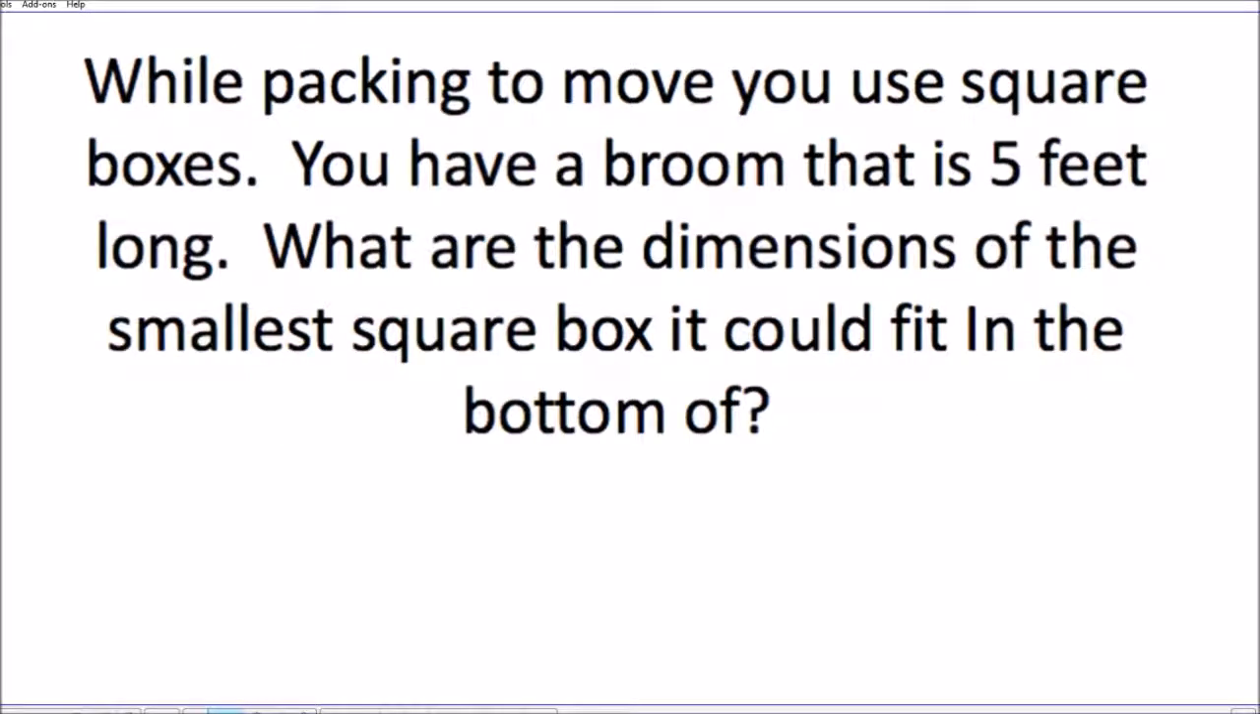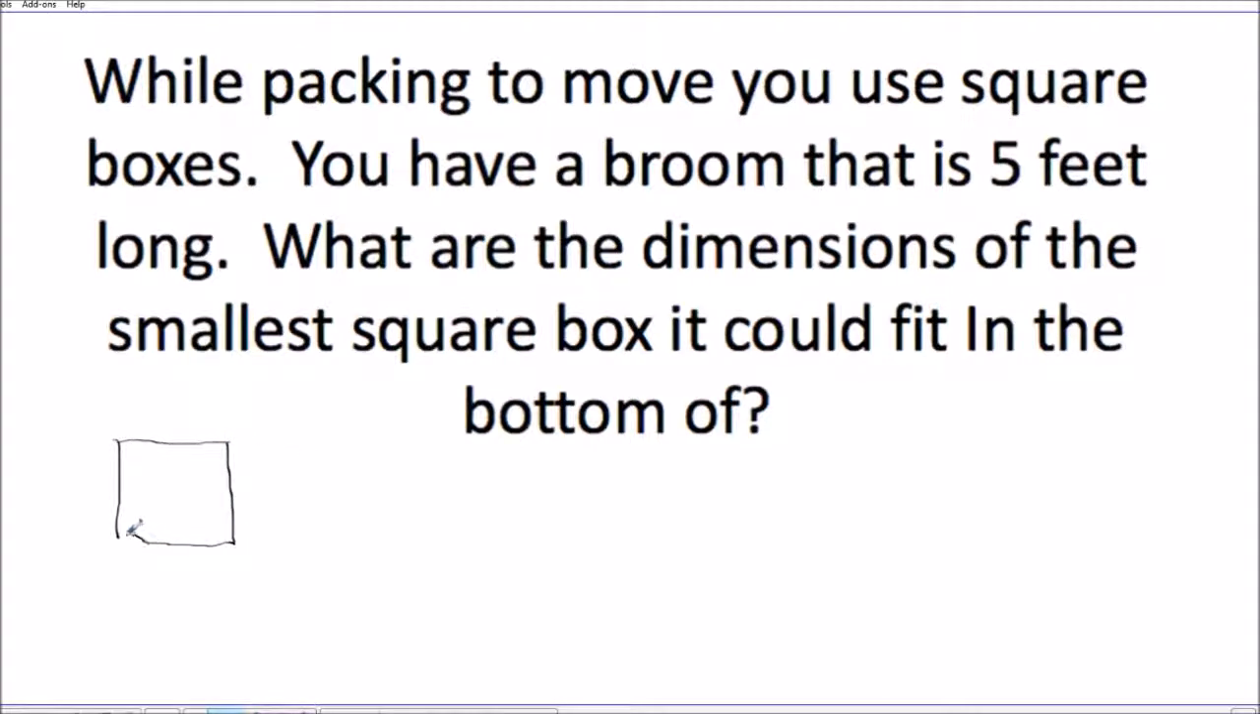Okay, let's try this one. Well, packing to move, you use a square box. Yeah, obviously. You have a broom that is 5 feet long. What are the dimensions of the smallest square box that it could fit into the bottom of? Interesting. Okay, let's draw a square box.